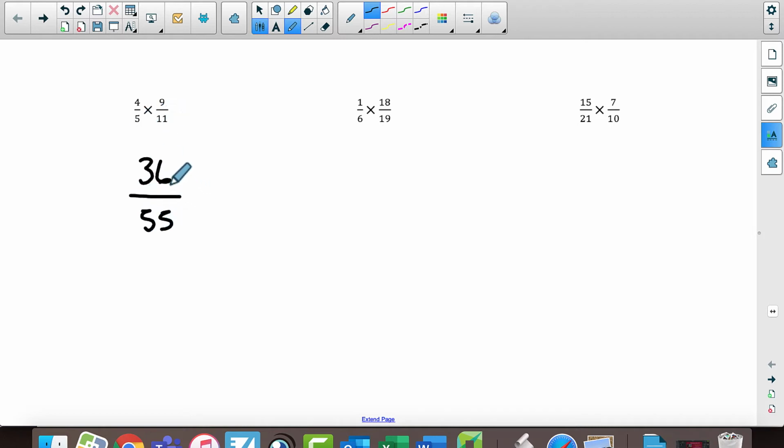Make sure it's in lowest terms. Is there anything that goes into both of these? 3 goes into this, but not this. 5, no, that's it. You're finished. Done. Okay, next one.